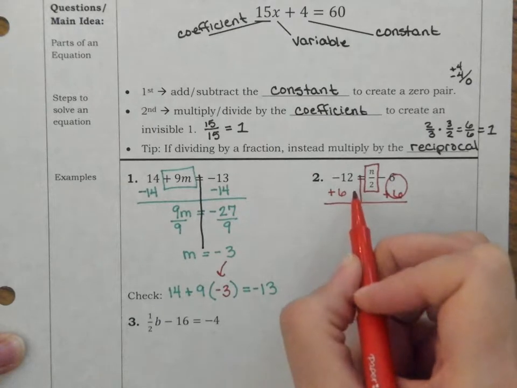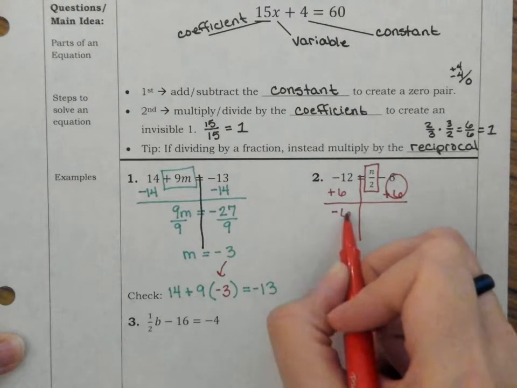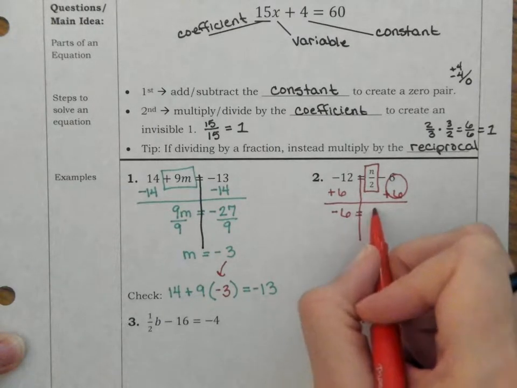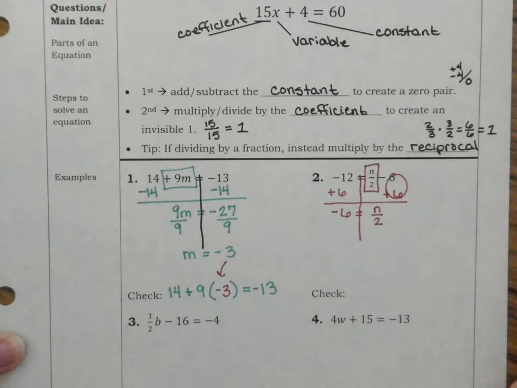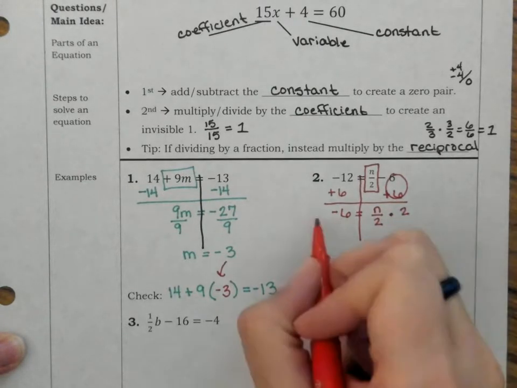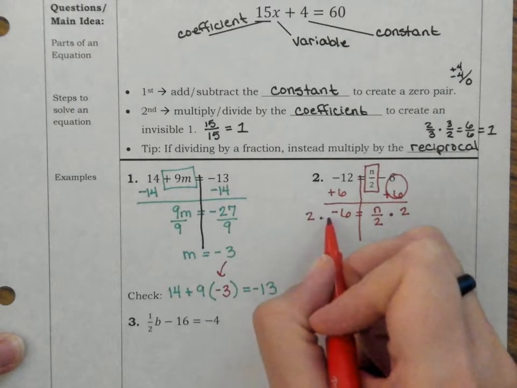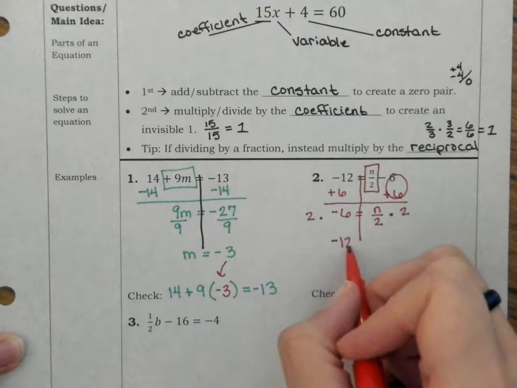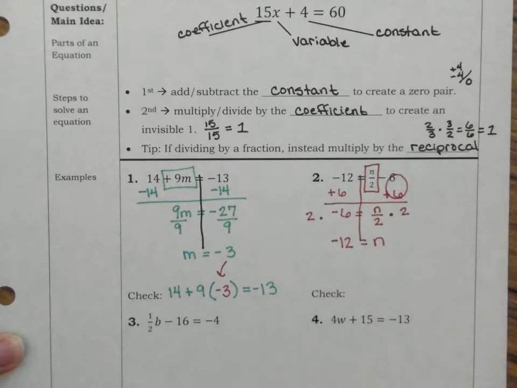And then negative 12 plus 6 is negative 6, which equals n divided by 2. Now this is being divided, so the opposite is to multiply by 2. 2 times negative 6 is negative 12 equals n.